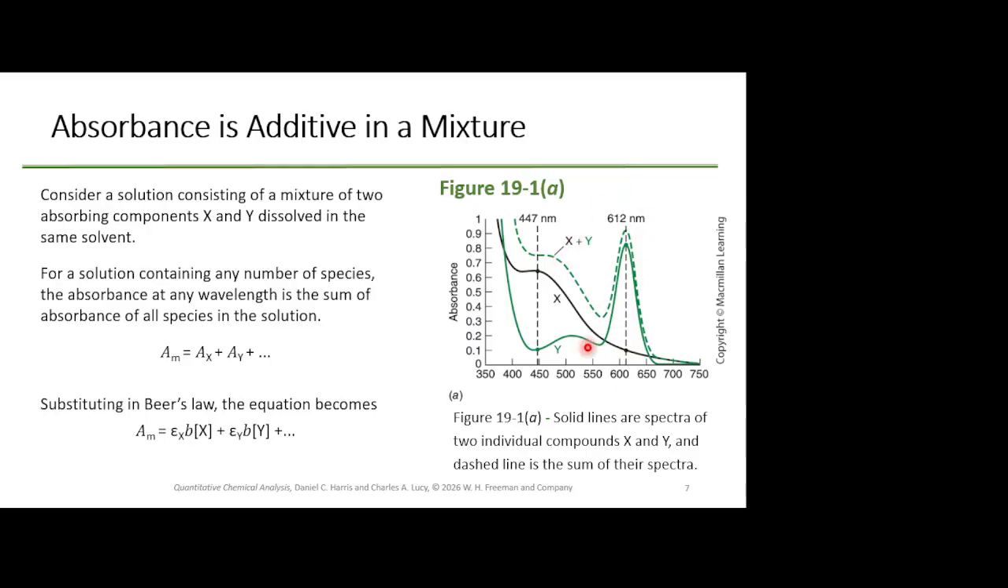So for example, can you guys read this okay? We have two peaks here, right? One here, one here. Y is here, X is here. So what you see as the spectra is going to be the X plus the Y at each of these points. So you just add those together.